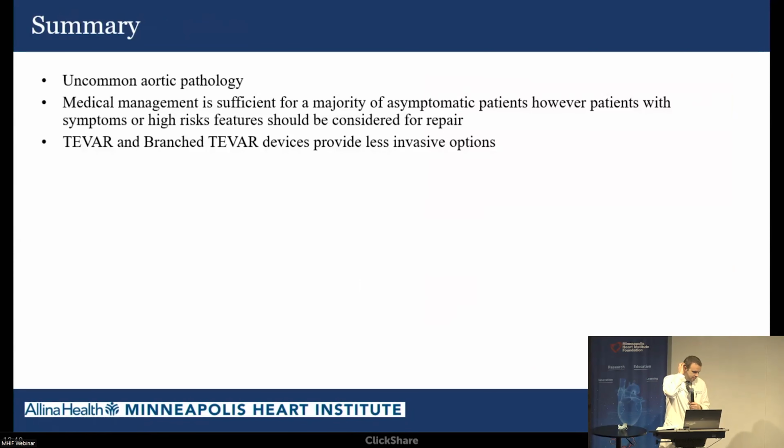All right, so in summary, PAUs are pretty uncommon, about 2 per 100,000 patients. Asymptomatic is the typical presentation. Most of these can be followed with CT scans. Medical management is derived from literature on dissections, and patients with symptoms should definitely be repaired, but patients with high-risk imaging features should be considered for repair. And TEVAR and branch TEVAR devices are going to offer some less invasive options for patients. Any questions?